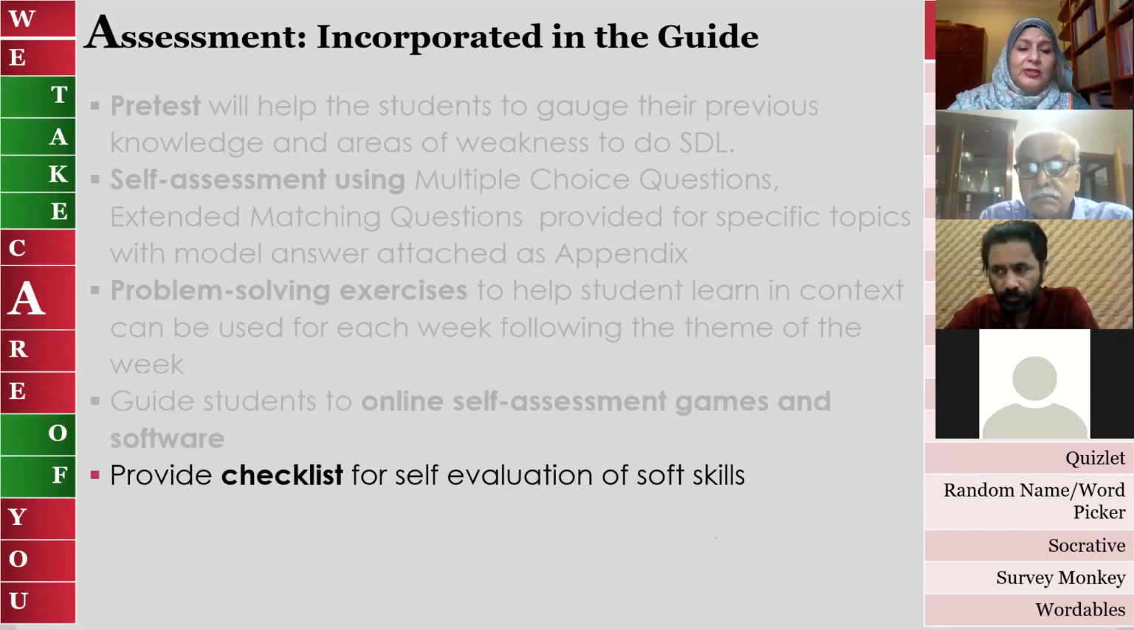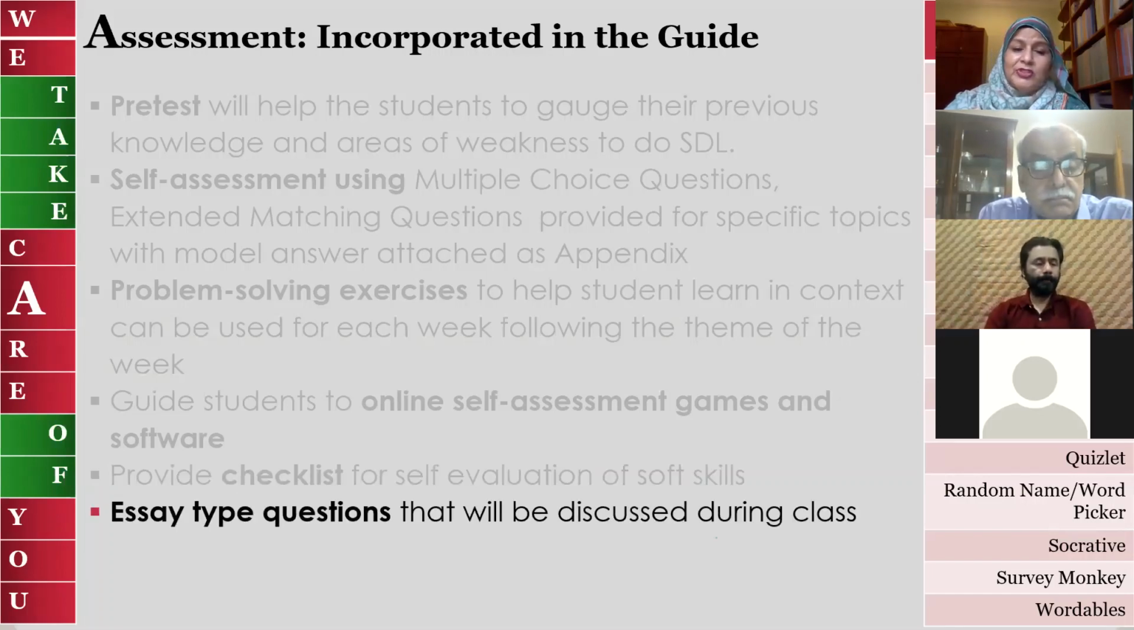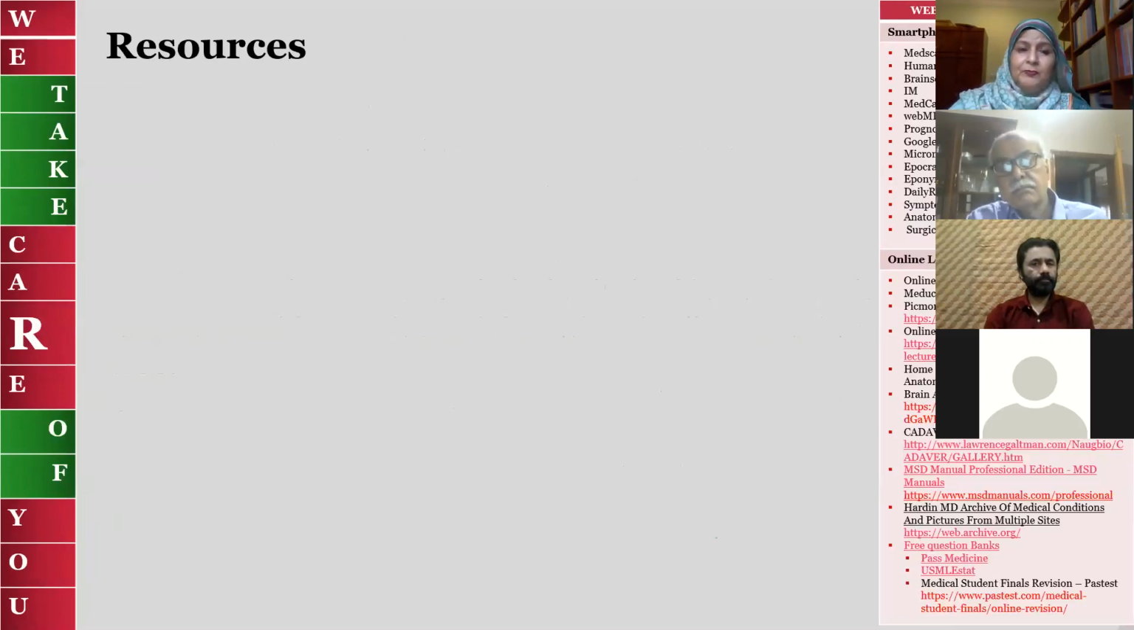Provide a checklist for self-evaluation of soft skills. Easy essay type questions can be given in the study guides, which can be discussed during the class. So you give them a few essay type questions, and during the class we can discuss how the students have written and what the model answer for that is.